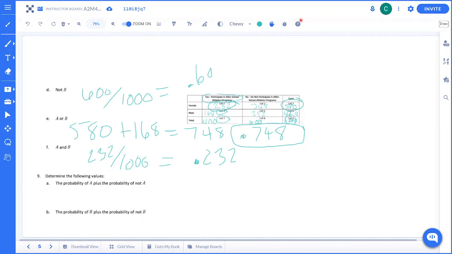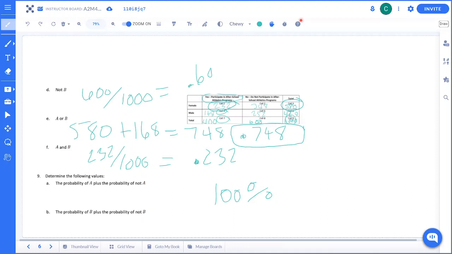Okay. Now, determine the following values. The probability of A plus the probability of not A. Well, what's the probability of getting a female or a male? Well, 100%, right? If those are the only two options. Well, we're talking about probability, so we don't want to talk about percentages. But yeah, we're going to have a probability of 1, I guess. It's going to happen. It is sure. It also means 100%.